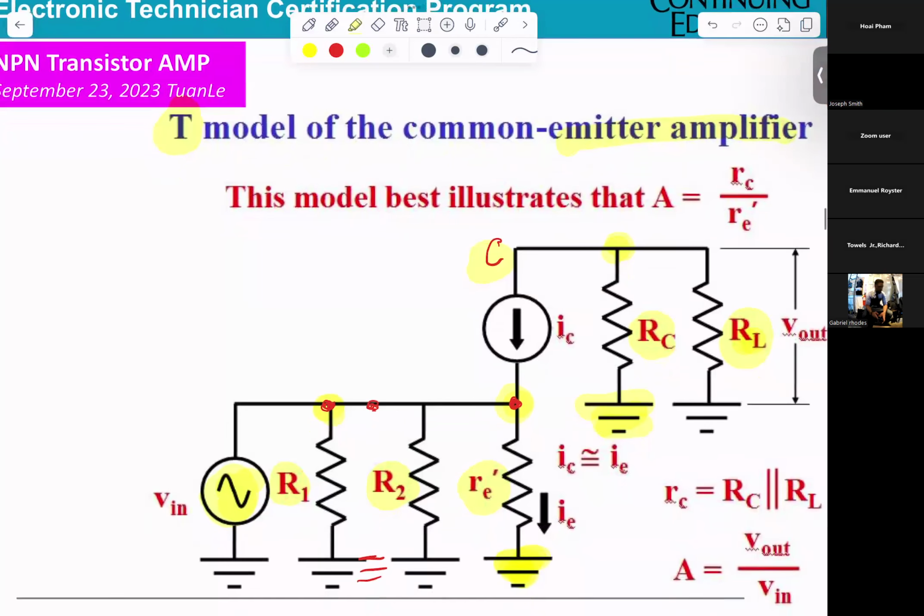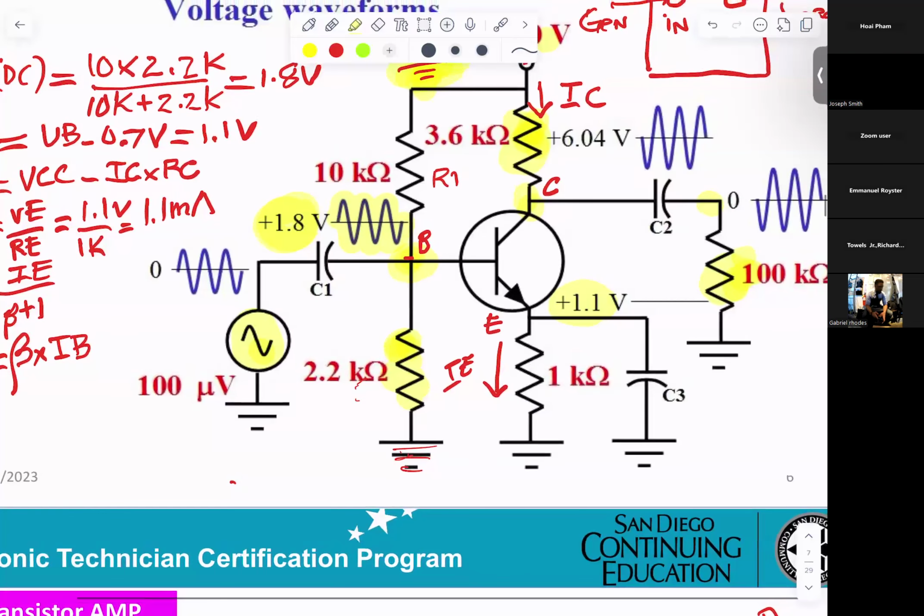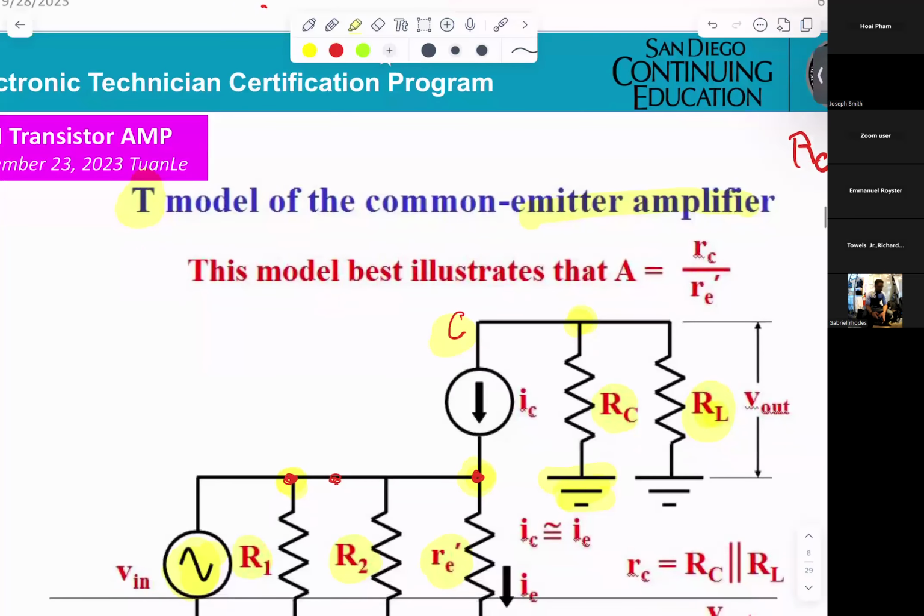When you short out the capacitor for the load... Yeah, we don't have a capacitor in here. No, I'm saying before you got to that point. Before I get to RL, go back to the other screen. Yeah, right there. Capacitor C2 has got to be shorted out for AC. And then it'll be in parallel with RC. Exactly. And then that's where you get the AC component. That's why I connect here.